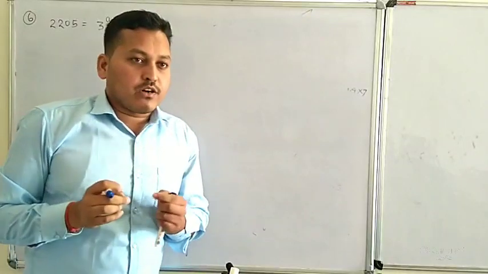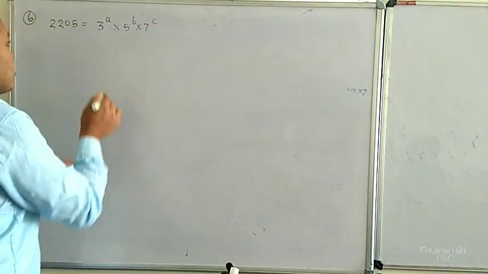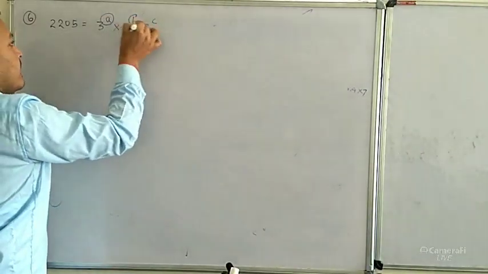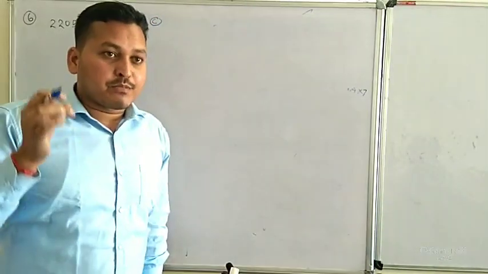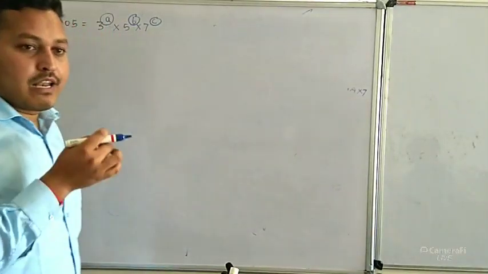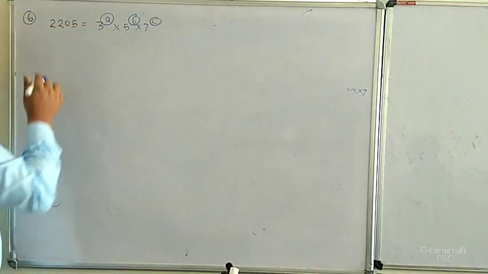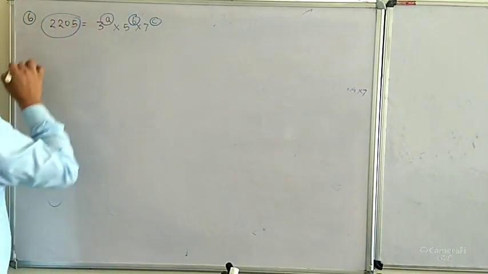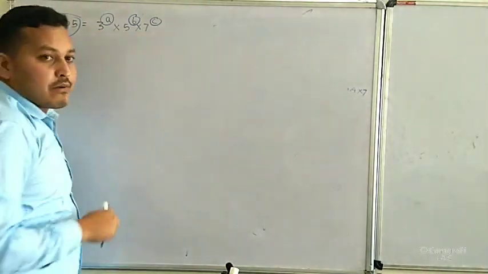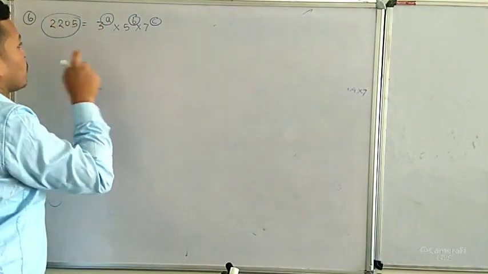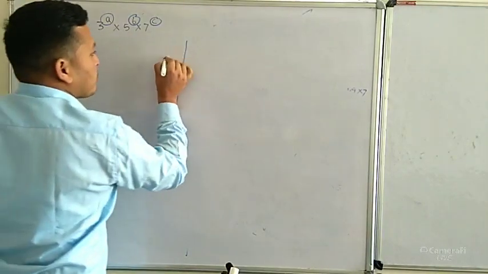Okay, so first of all, make the same base in left hand side as well as in right hand side, because a, b and c are given in the form of exponent, means given in the form of power. So you have to make the left side and right side equal, with the same base. So how can you write 2205 in terms of 3, 5 and 7? We can write this 2205 in terms of 3, 5, 7 by using the method of factorization.